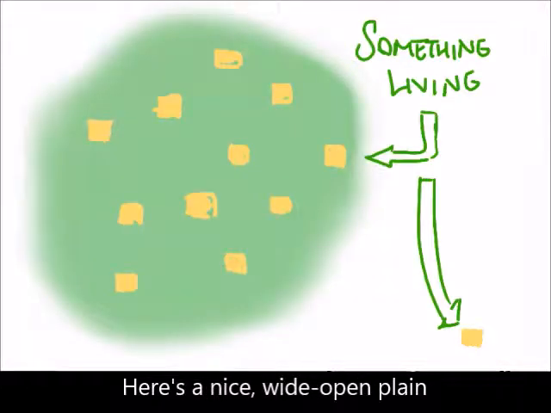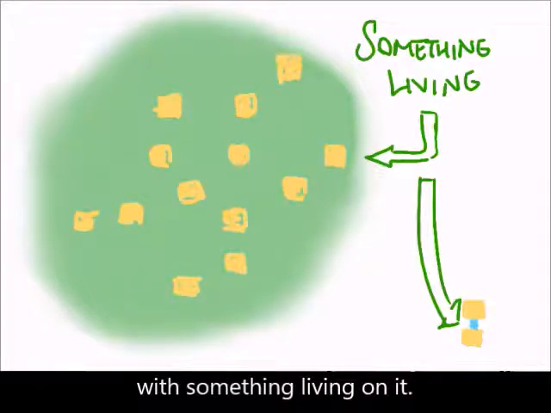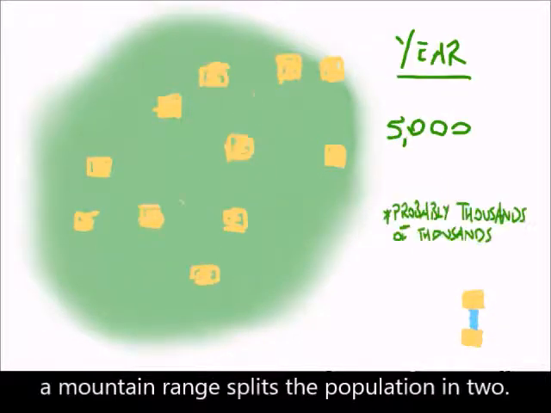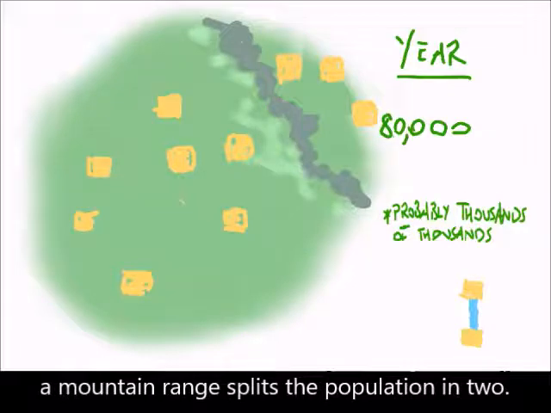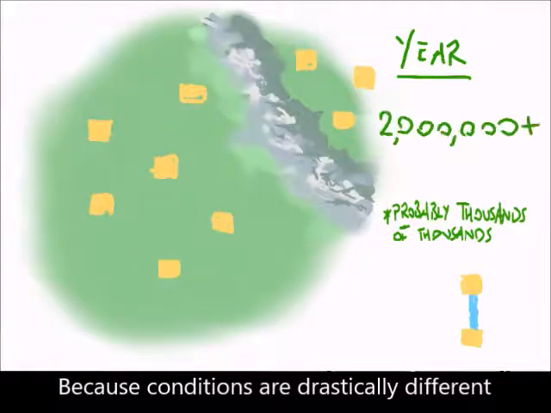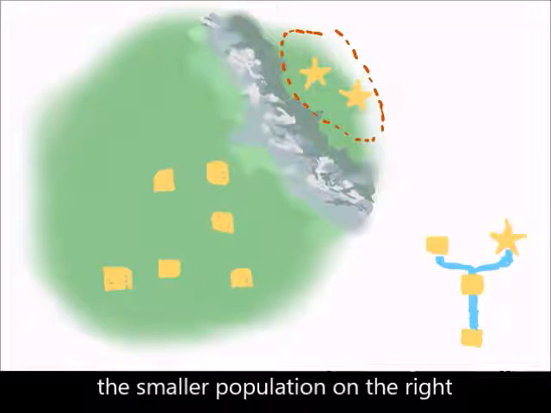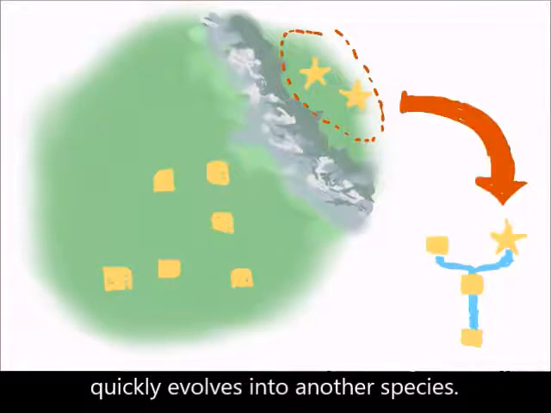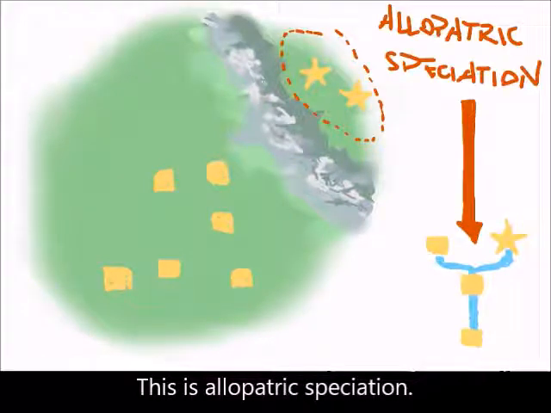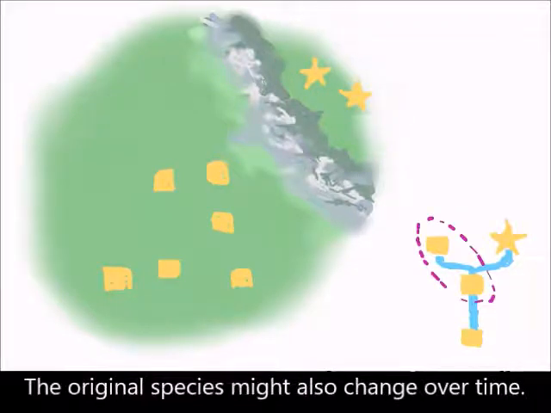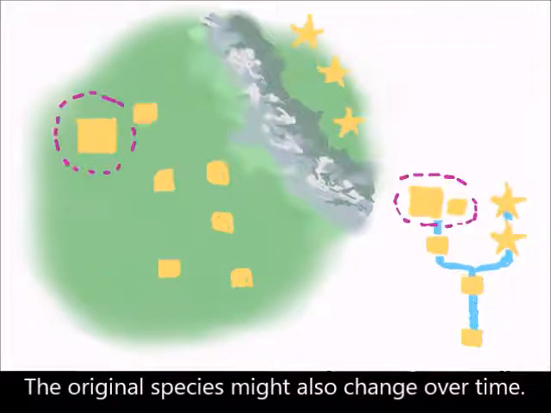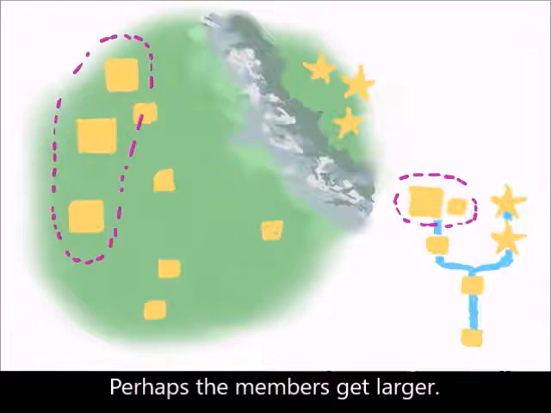Here's a nice wide open plain with something living on it. Over thousands of years, a mountain range splits the population in two. Because conditions are drastically different on opposite sides, the smaller population on the right quickly evolves into another species. This is allopatric speciation. The original species might also change over time. Perhaps the members get larger.